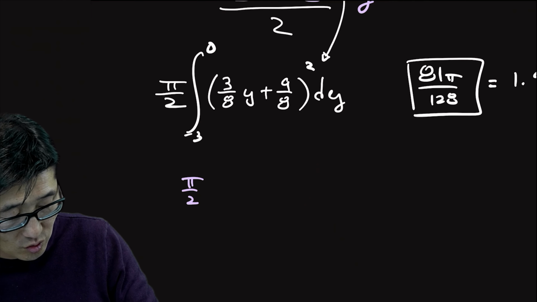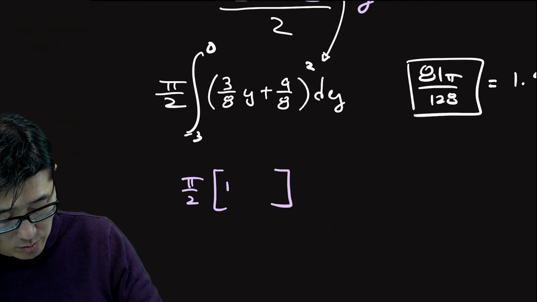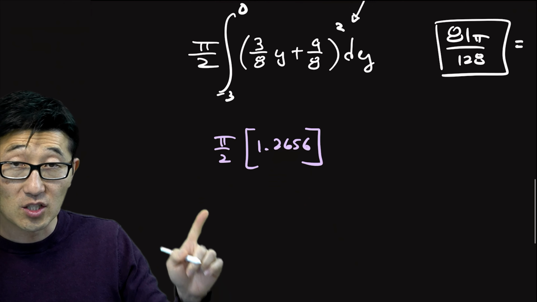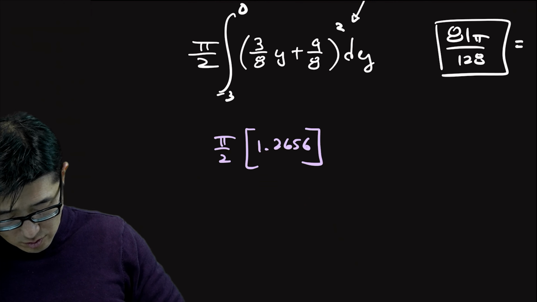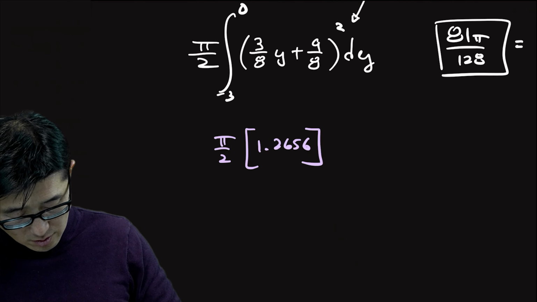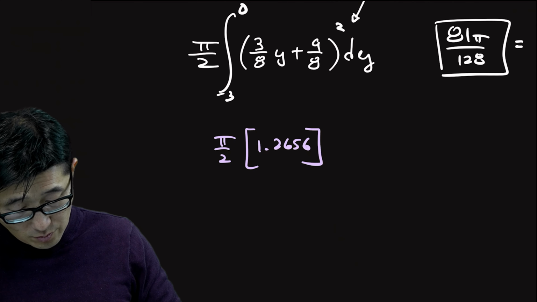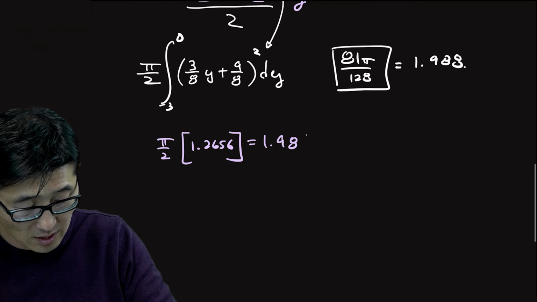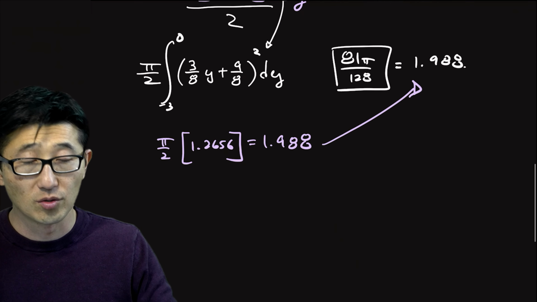Okay, and then I hit enter, and before I multiply, I didn't put this in, so it'll be pi over 2. What I got was 1.2656, and if I multiply this answer by pi over 2, where's my pi? There it is. Divided by 2. Guess what? Oh yeah, 1.988. All right, so there it is.